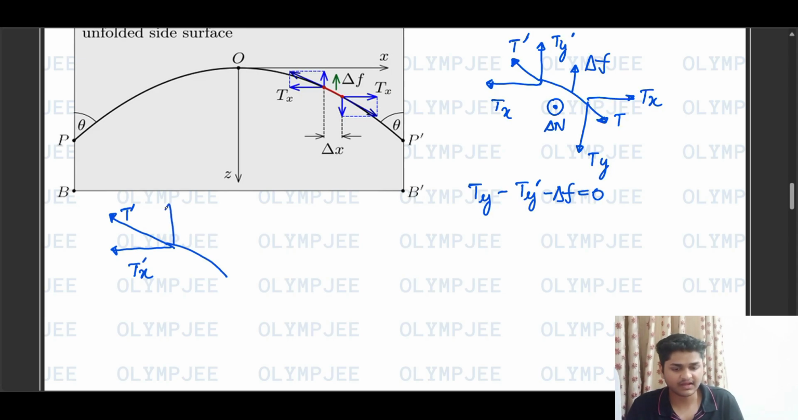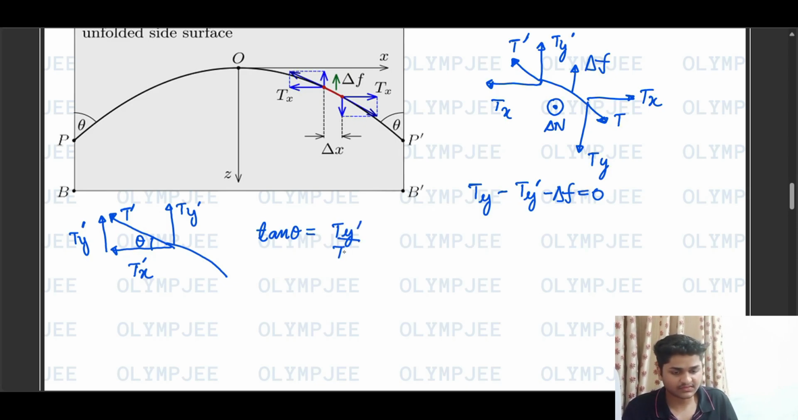And this is Ty dash, and assume this angle is theta. So if I move this Ty dash to here, because vectors can be moved, so tan theta is equal to Ty dash by Tx dash, right? Because this is forming a triangle, so this angle I had taken as theta, and this angle is also equal to theta.